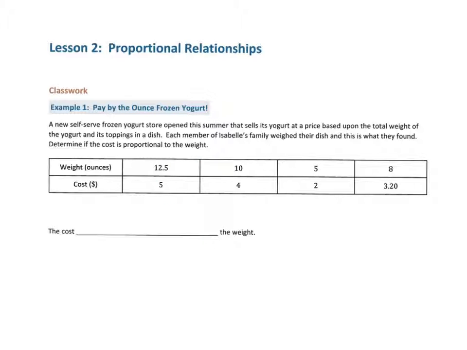So here are the different bowls of frozen yogurt. The question is, does everyone pay the same cost per ounce, and how do you know? So how could we go about figuring it out? This is similar to what we did in lesson 1. If it is $5 for every 12.5 ounces, or $4 for 10 ounces, or $2 for 5 ounces, or $3.20 for 8 ounces, how can we figure out if they're the same?